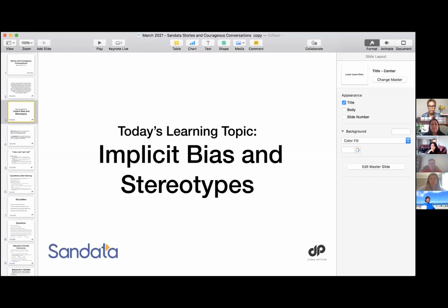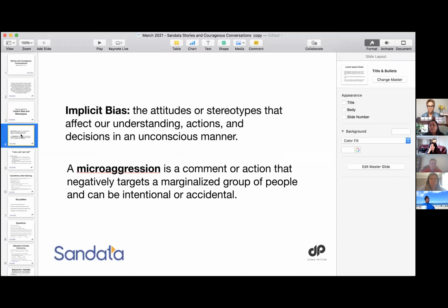So, implicit bias and stereotypes. I want to give you a definition, and then we're going to have an exercise to show how we can learn a little bit more and dive into this really briefly. And then our panelists are going to model that for you. So here's a quick definition.